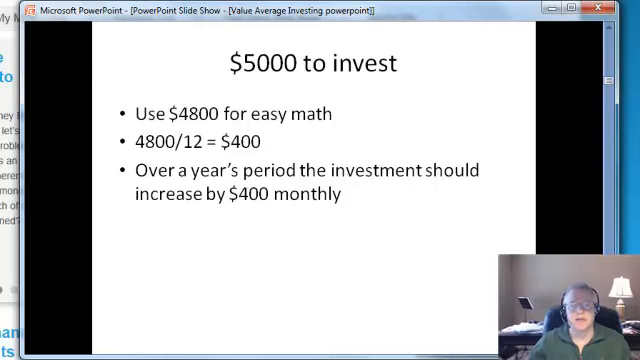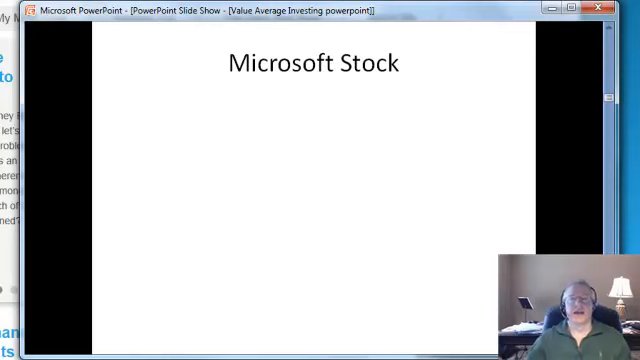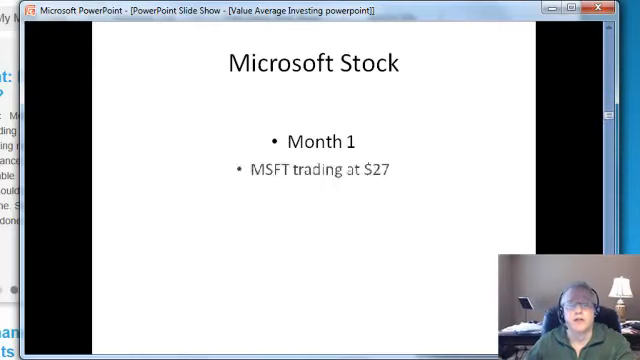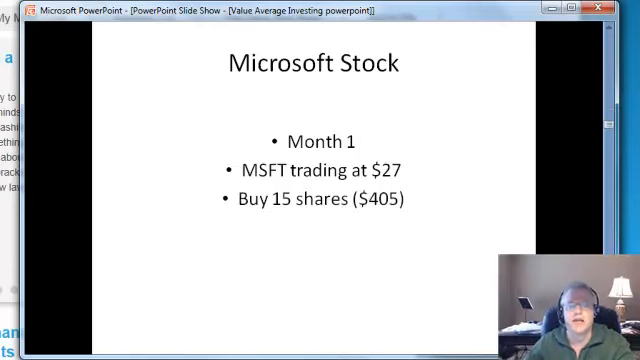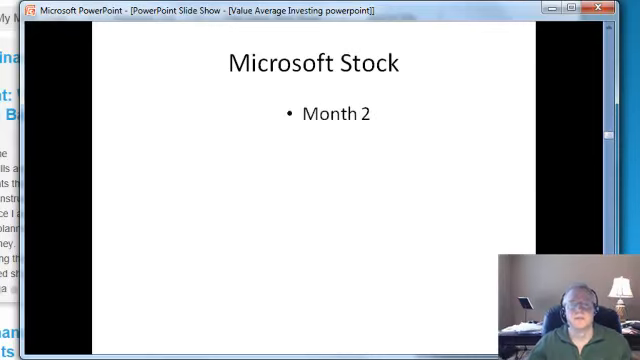And so now we use the example of Microsoft stock, and we decide that we're going to begin in month one, where we invest about $400, and we look to see where the stock is trading, and we see that Microsoft is trading at $27. So we would take $400 and divide it by 27 and come up with about 15 shares, which would be an initial monthly investment of about $405. So now we move on to month two.